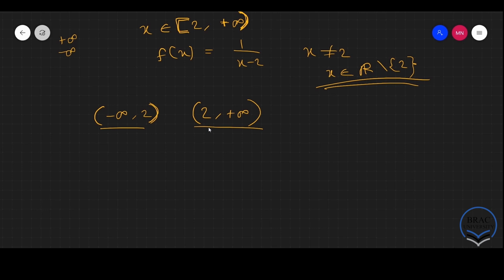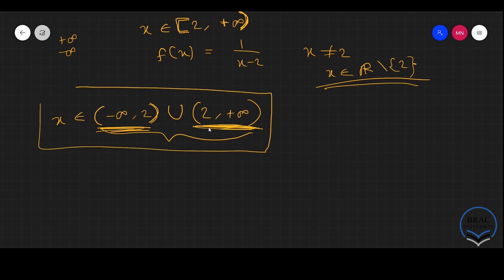So we can show this easily with this symbol. This symbol is the union. That means it's the union of these two intervals, meaning that x can belong to either this interval or both. So this is an entirely new set where x can belong in this interval or both. So we can also show the domain for this function using interval notation.